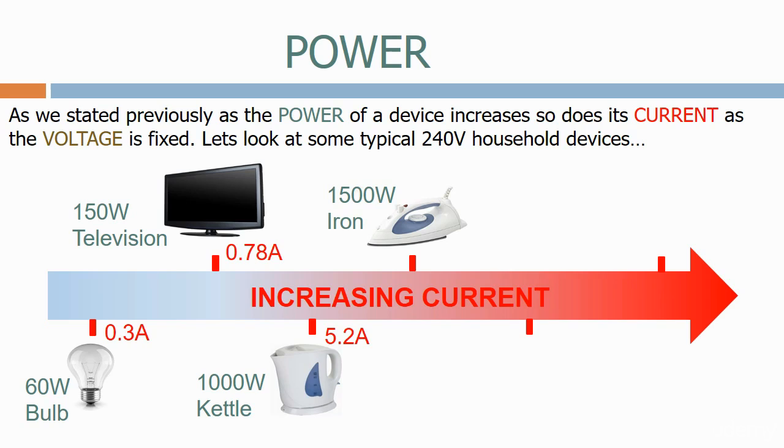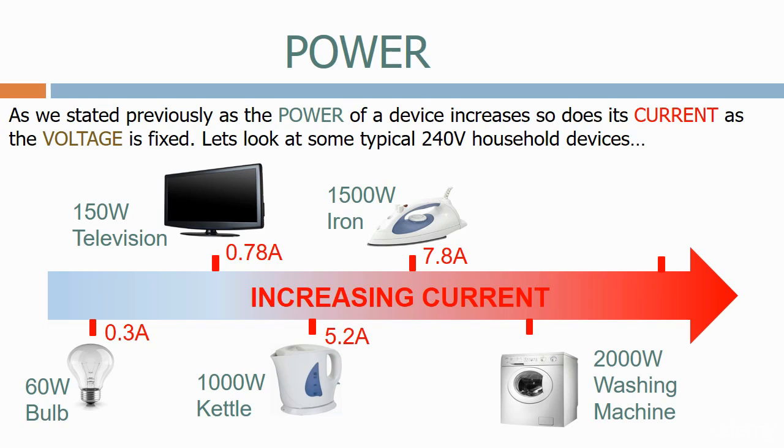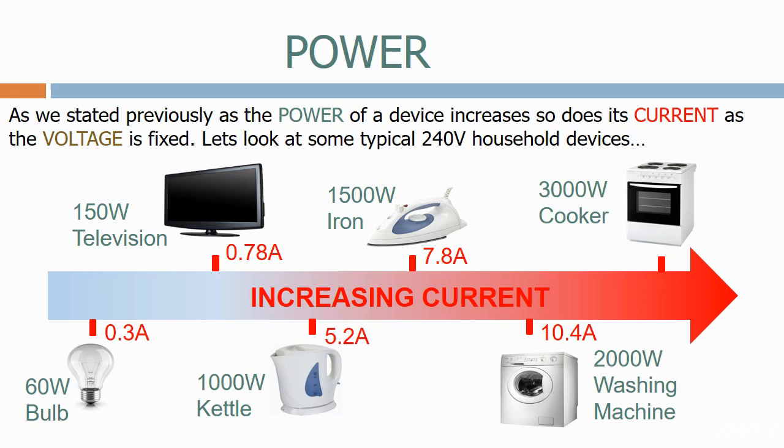A 1500-watt iron. That'll draw 7.8 amps. A 2000-watt washing machine, 10.4 amps. And finally, probably the biggest load in the home, a 3000-watt cooker. That'll draw 15.6 amps.